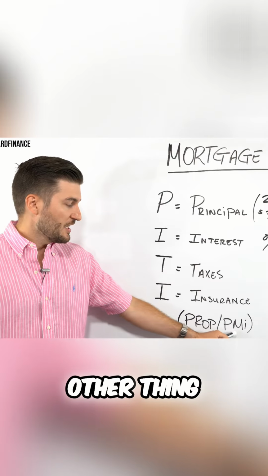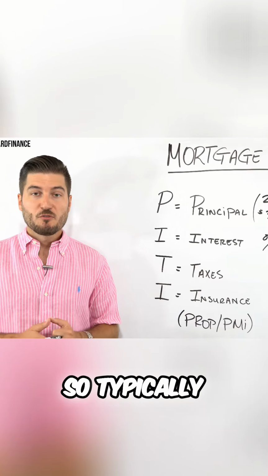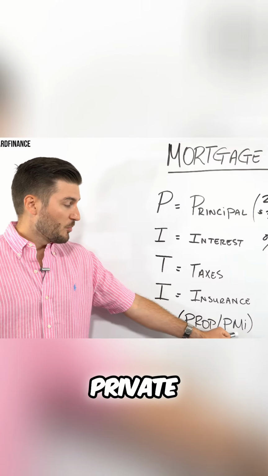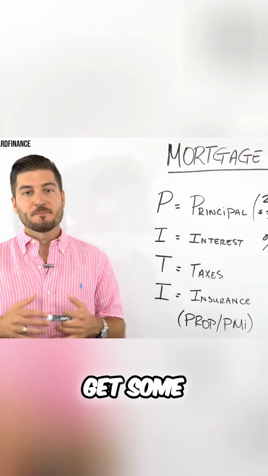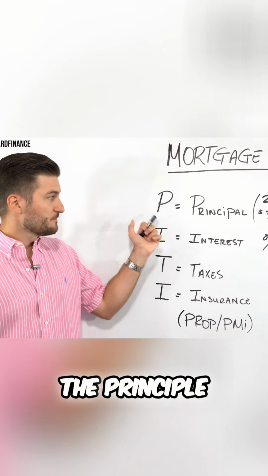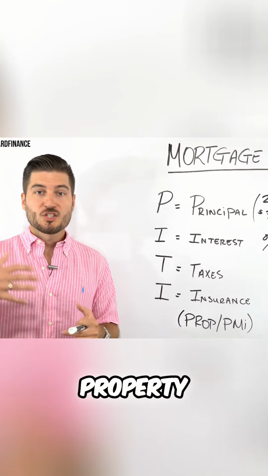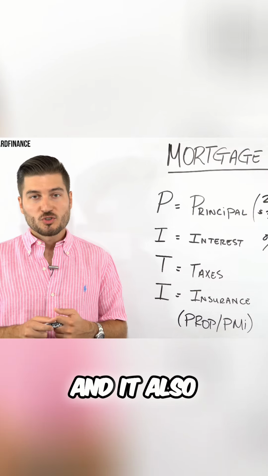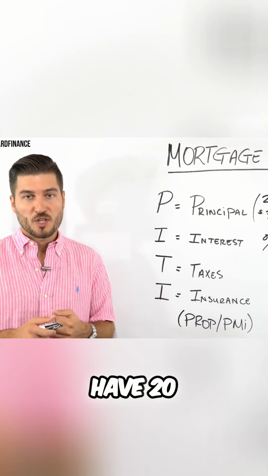However, there's this other thing down here called PMI, which is private mortgage insurance. Typically, if you put less than 20% down on a property, PMI is there to allow the lender to get some breathing room, if you will. This doesn't go towards the principal of your payment. It just allows the bank to turn your property into a security and sell that mortgage to other bigger banks. And it also gives them a little bit less risk for taking on that mortgage if you don't have 20% down.